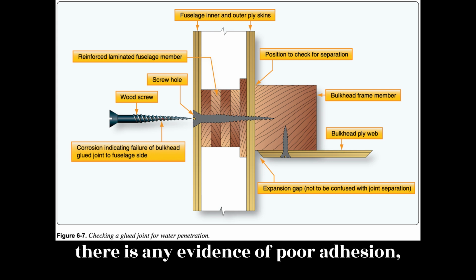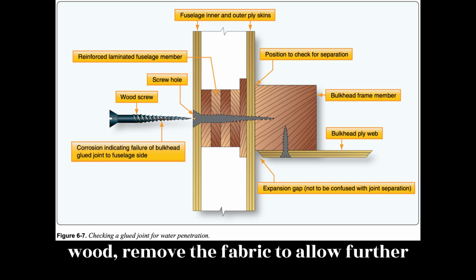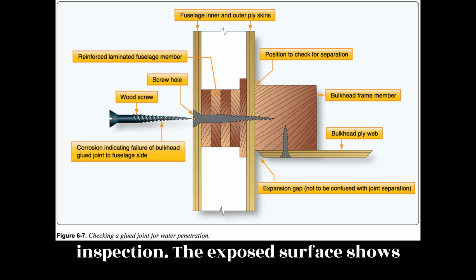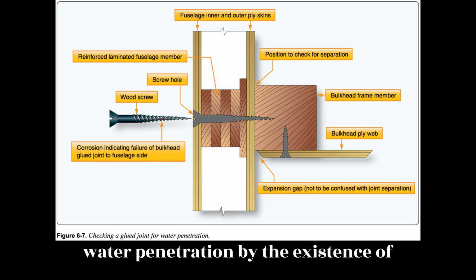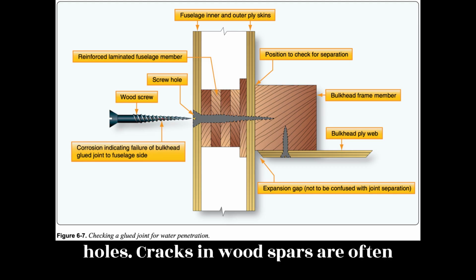If there is any evidence of poor adhesion, cracks in the fabric, or swelling of the wood, remove the fabric to allow further inspection. The exposed surface shows water penetration by the existence of dark gray streaks along the grain and dark discoloration at ply joints or screw holes.